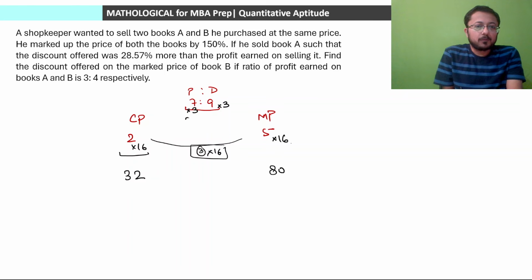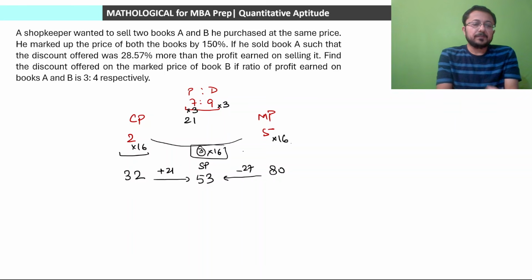Okay. Now profit is 21. 32 plus 21 will be 53. This will be our selling price. And discount will be 9 into 3, 27. So all our values are confirmed, that 32 should be the cost price. Okay, all these values are in ratio, not exact values, because it depends, any multiple of it is possible. If 32 units is our cost price, then 53 units will be our selling price and 80 units will be our mark price. Profit will be 21 units and discount will be 27 units. This is for book A.